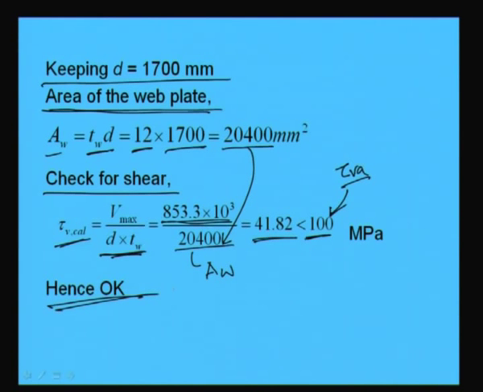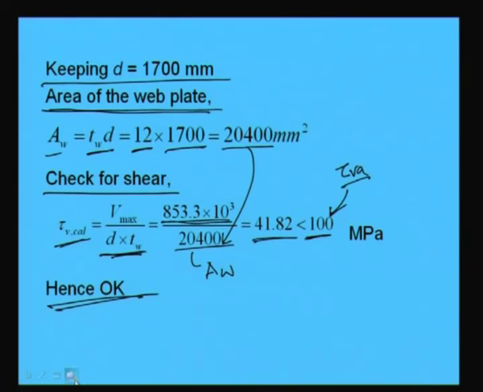So, we are seeing that this is less than 100 MPa, so it is okay. So, the depth and the thickness of the web whatever we have considered is perfectly okay from the shear point of view on the web. So, in this way the dimension of the web has been decided. Next what we will do?